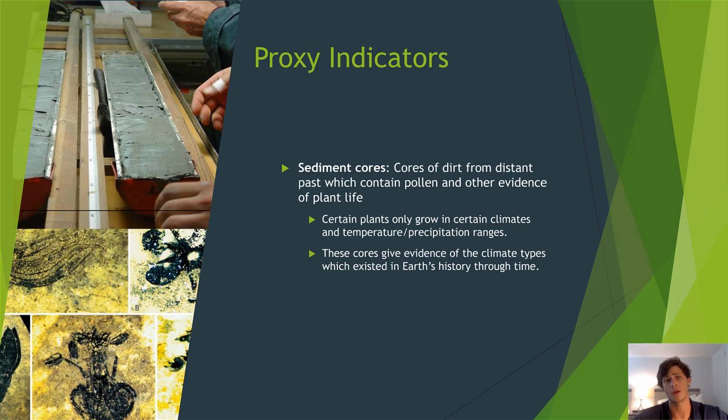Other proxy indicators include something called sediment cores. Sediment cores are long cylinders or cores of dirt from the distant past which contain pollen and other indirect evidence of plant life. Now remember that plants can only grow in certain types of climates and certain types of precipitation and temperature ranges. So when we look at the pollen trapped inside these sediment cores, we can look at what types of plants existed in that given location as the climate changed through time. So it gives indirect evidence, based on ecosystems, of what climates existed in a given location as we look through time back millions and millions of years.